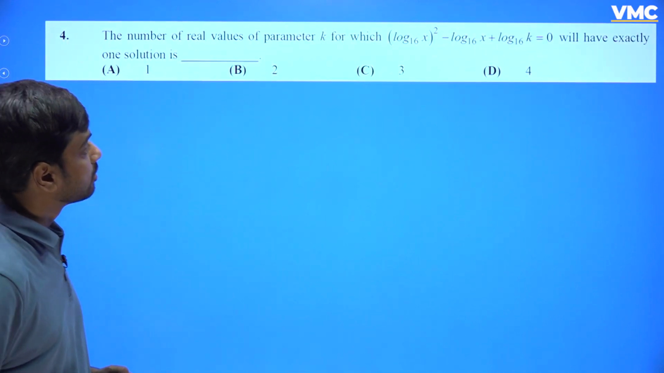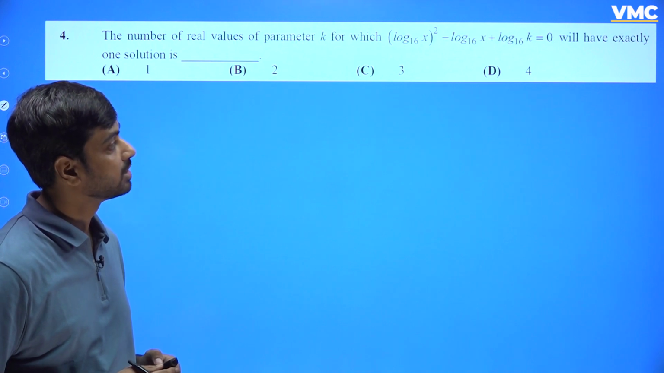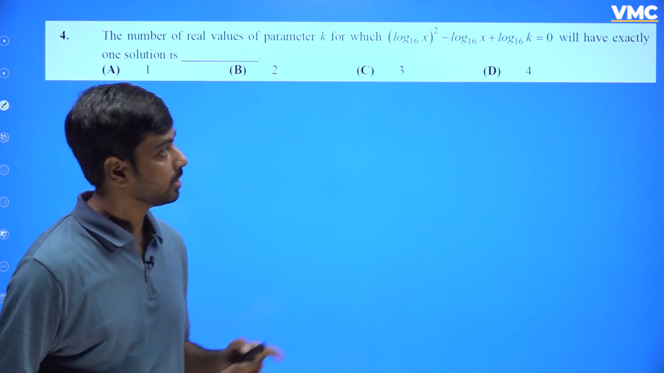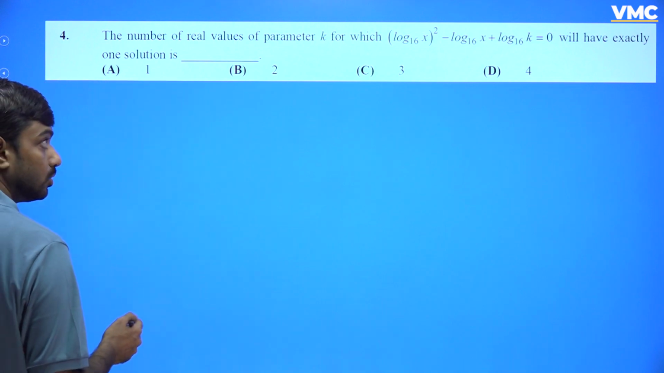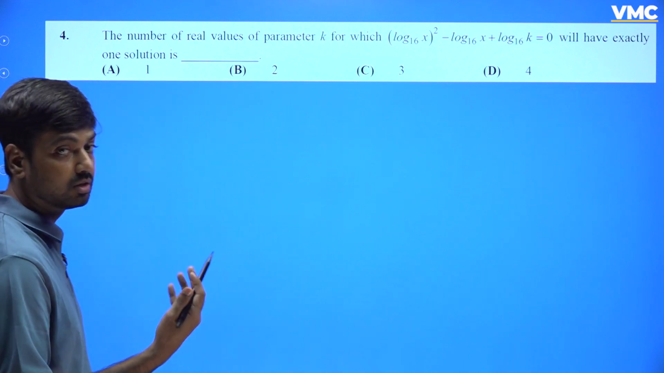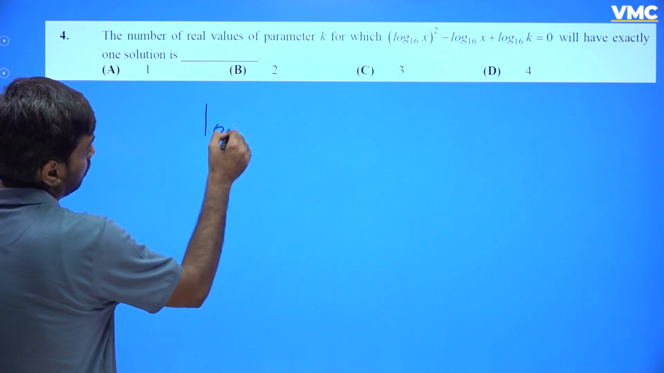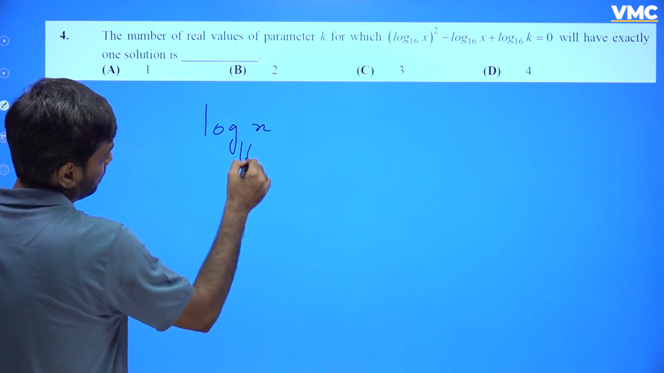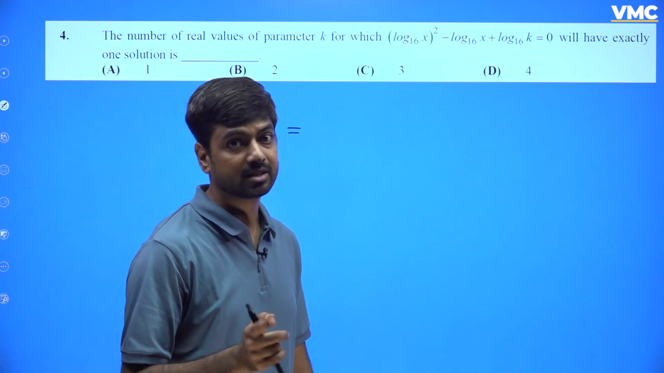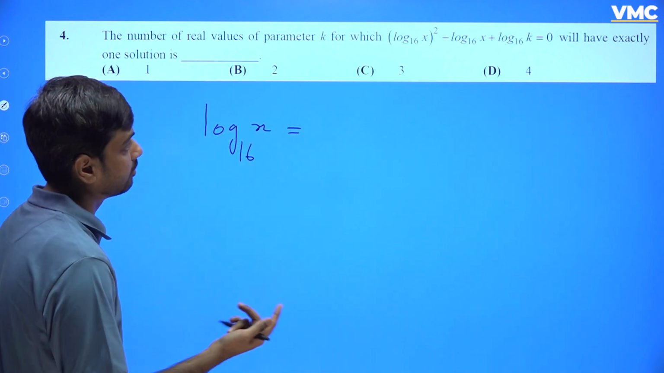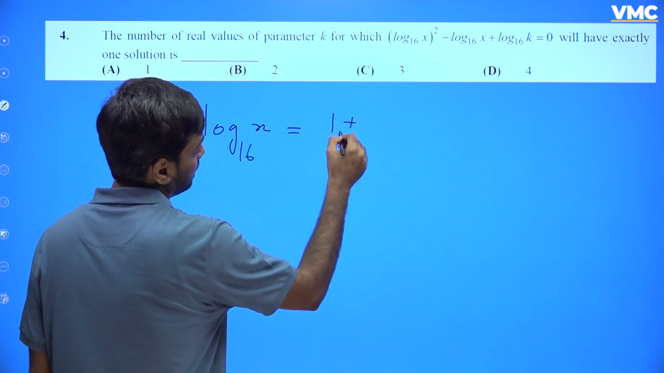The number of real values of parameter k for which log x with base 16 whole square minus log x with base 16 plus log k with base 16 is equal to 0. So if you want, you can directly use Sridharacharya formula. This is a quadratic in log of x with base 16. So I'm directly using Sridharacharya formula. So we have log of x with base 16.